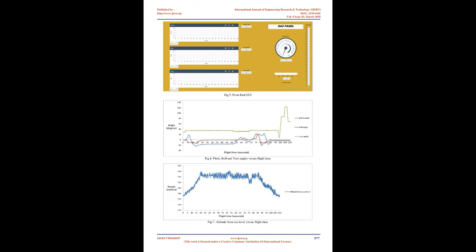The XBee modules are also configured into router and coordinator respectively. A router is configured as API2 to transmit the flight data which are temporarily stored in Arduino. A coordinator is configured as API1 to receive the signals transmitted. Therefore, the router is on board and the coordinator is on ground.